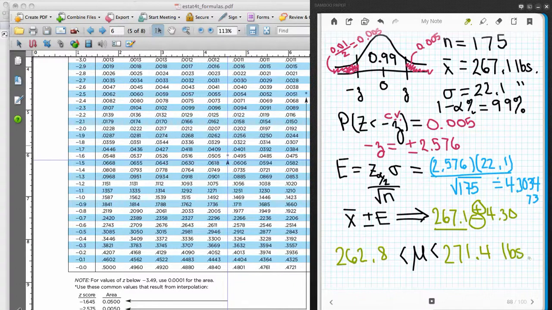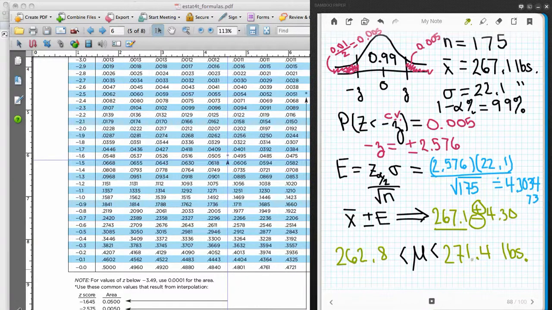And so again, interpretation, this says that I would expect the true mean of the population to lie between 262.8 and 271.4 pounds 99% of the time. So in other words, if I were to create 100 such intervals, I would expect 99 out of those 100 to contain the true population mean.